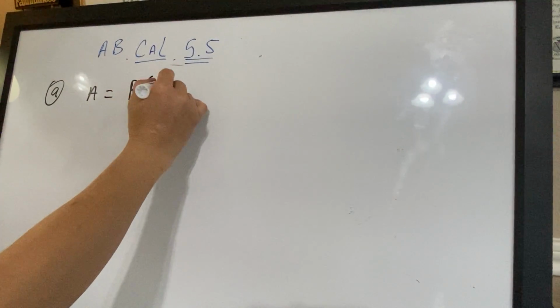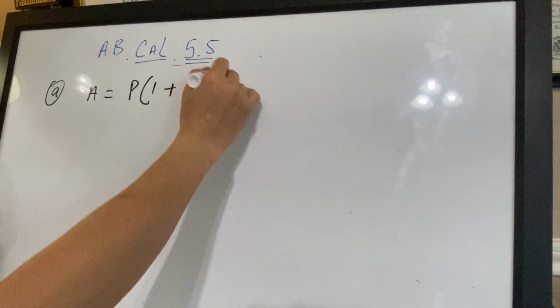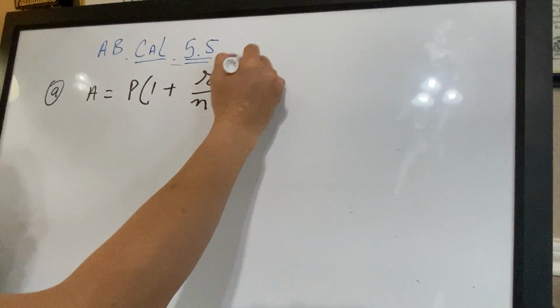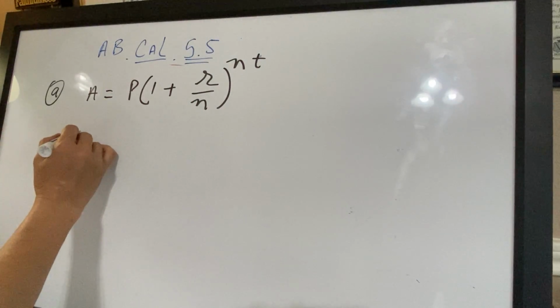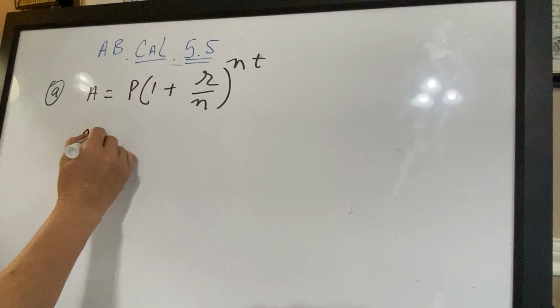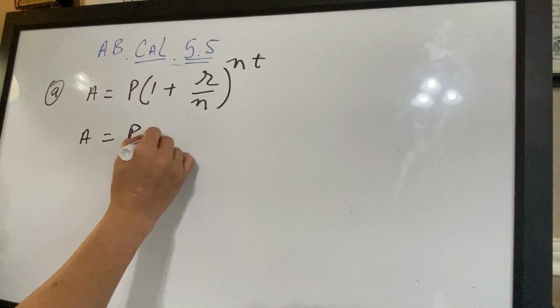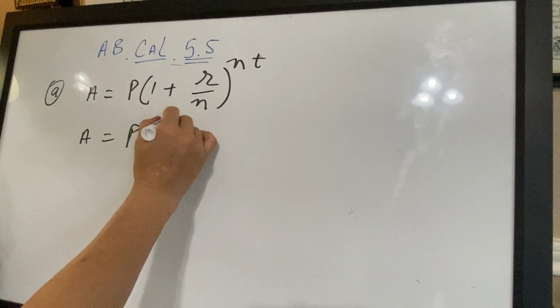Remember, look at the summary of compound interest formulas. You will see two: compounded n times per year, or invested continuously. You have two formulas. A equals P(1 plus r over n) to the nt. Guys, we did this already in algebra, okay? And then the second one is A equals P e to the rt.